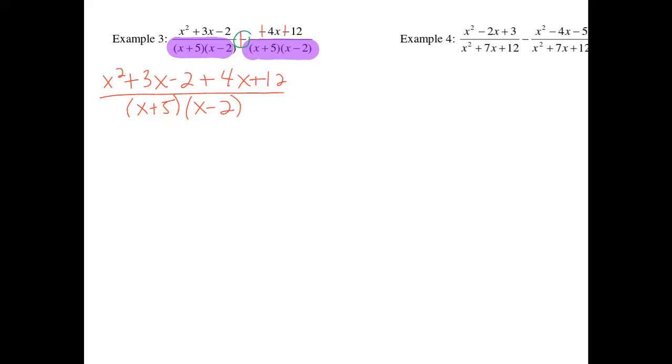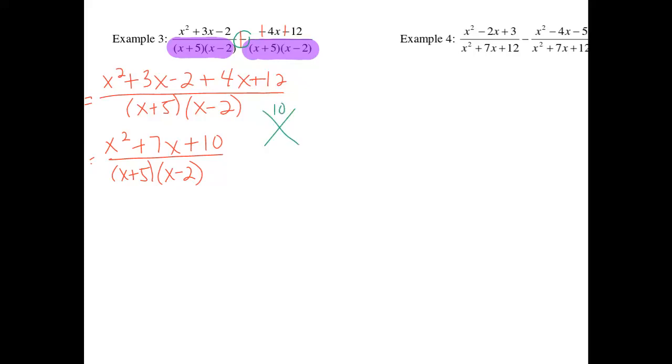Now we can clean up the top a little bit. That would be an x squared plus a 7x plus 10, still all over x plus 5, x minus 2. In this case, our numerator is a trinomial. So hopefully you were thinking about x games and the trinomial method. So we'll start by building the x.